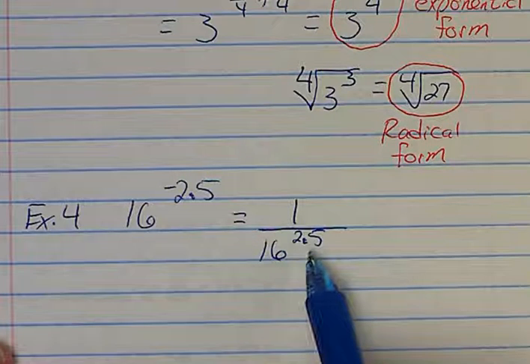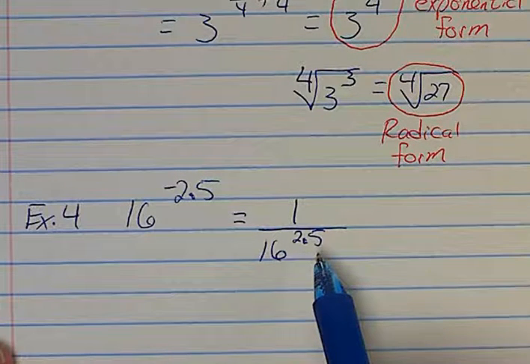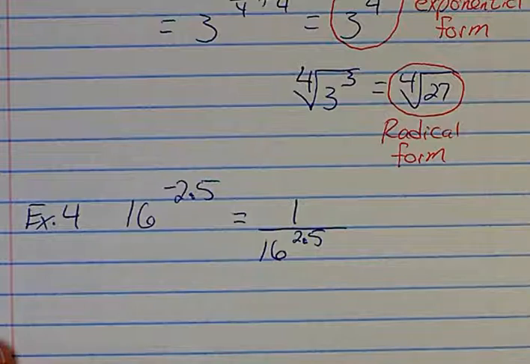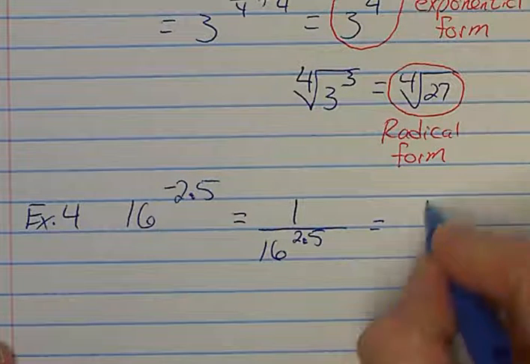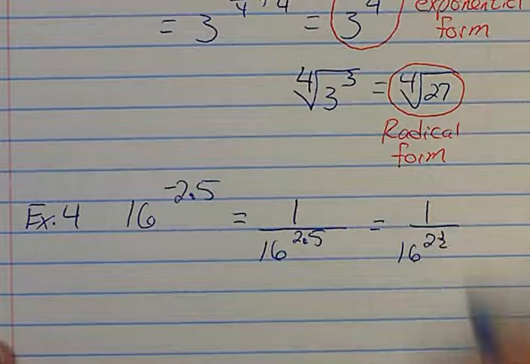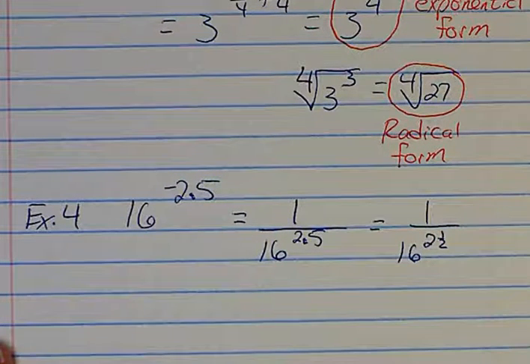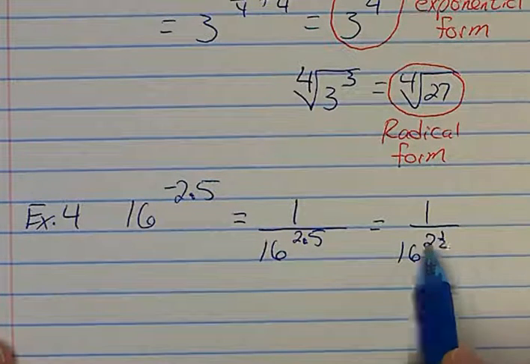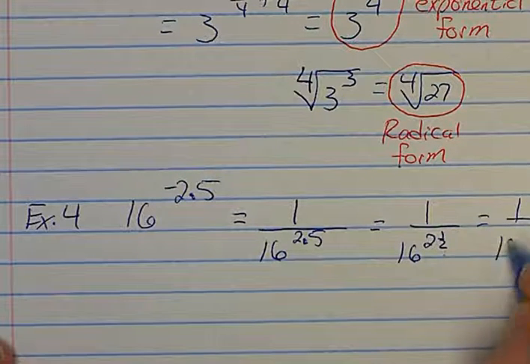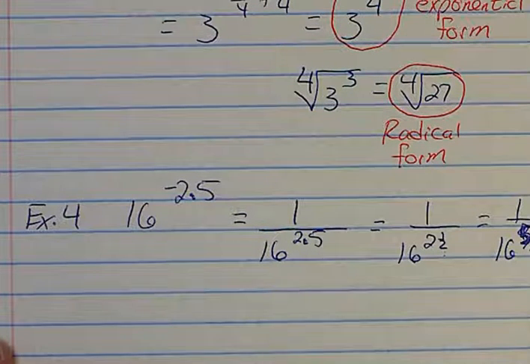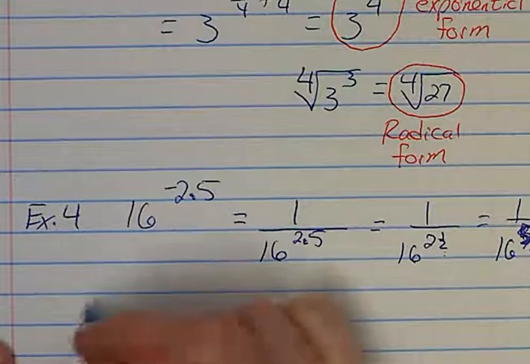Okay, 16 to the 2.5. It's in a decimal form. So if we can't really do anything with it in exponential form, that means we're going to have to rewrite it in radical form. Now, 2.5 would be 2 and 1/2 if it was a fraction. Again, now we're back in 6th grade math because we've got to multiply the denominator times the whole number, add that to the numerator, so that's 1 over 16 to the 5/2 power. And that's terrible, so I'm going to pull it over here.